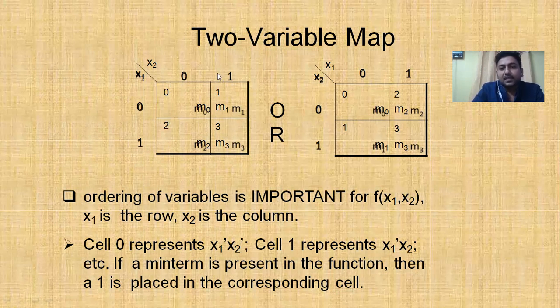Okay, the same here, where x1 is the upper one and x2 is the lower one. So x1 is 0 1, x2 is 0 1. Here we have to consider from this side: 0 0 means 0, 1 0 means 2, 0 1 is 1, and 1 1 is 3. So this is the basic structure of the two variable map.